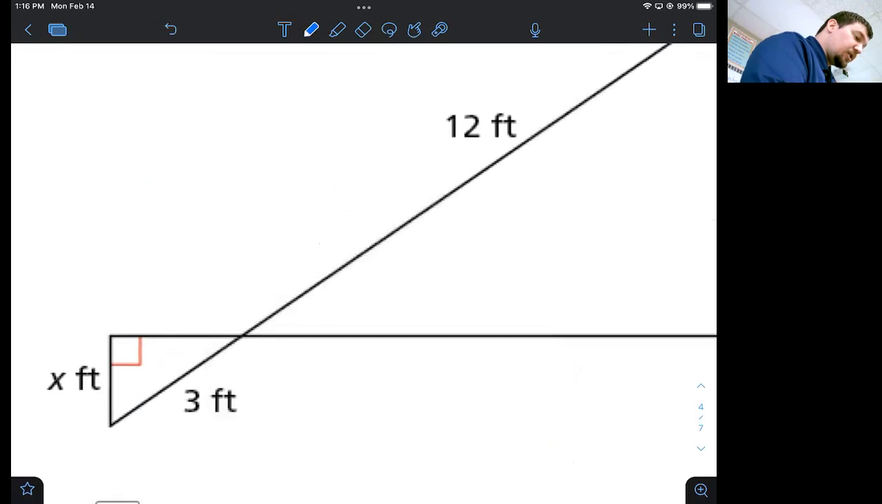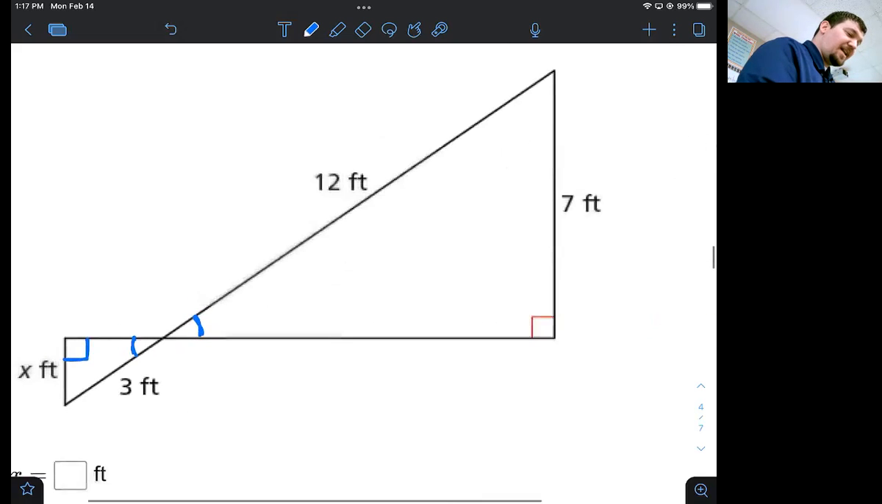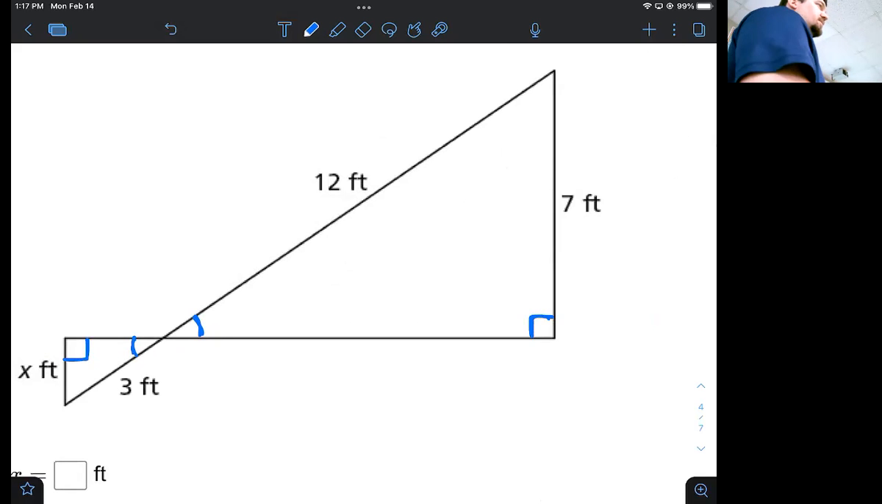Yes. So we know that these angles are going to be the same. They match because they're vertical and congruent. What's the other set of matching angles? Oh, interesting. So these 2 90-degree angles are going to be the same. And if we can prove there's 2 pairs of congruent angles, the third pair will also be congruent.